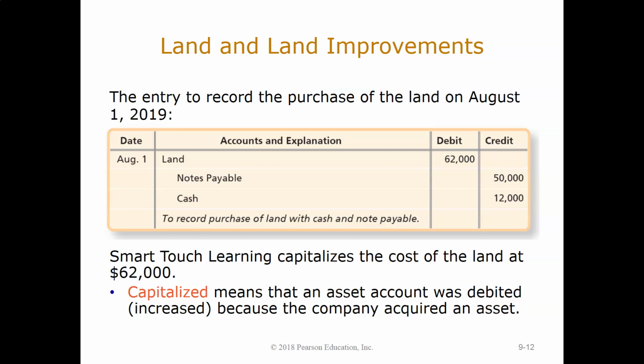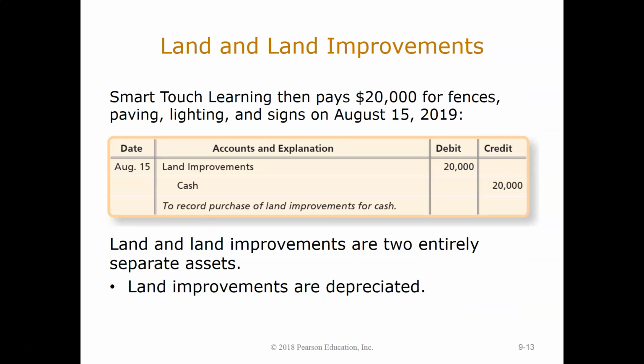Capitalized is a new definition. Okay, that means we have put a long-term asset on the books and we've charged an amount. We've debited the asset for a certain amount. That means we've capitalized. Okay, just be aware of that terminology. You'll see that throughout.